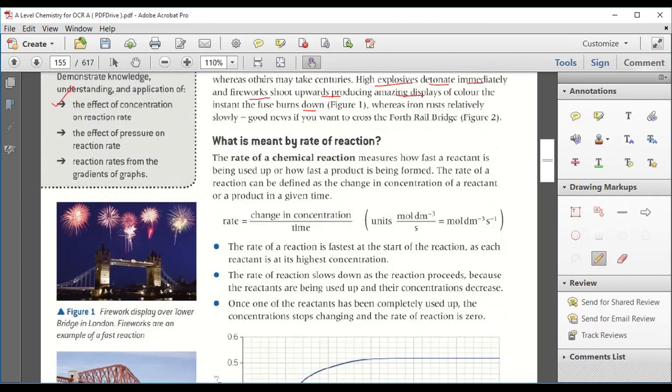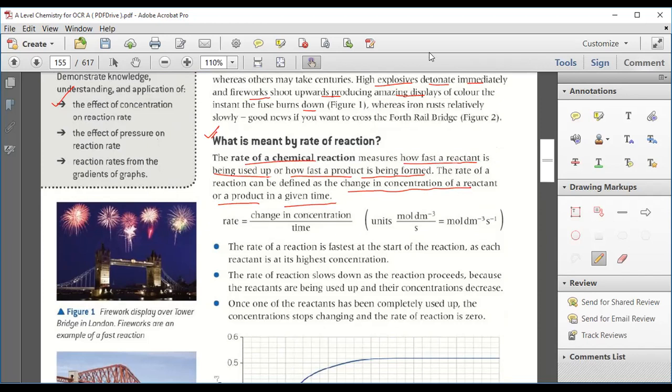Okay, clear? Now, what do you mean by the rate of reaction? The rate of a chemical reaction measures how fast a reactant is being used up or how fast a product is being formed. So the rate of a reaction is defined as the change in concentration of a reactant or a product in a given time.